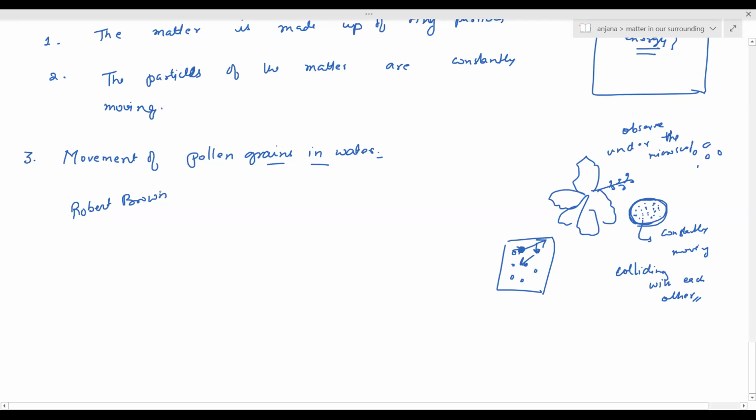Next point, write down: Robert Brown suspended extremely small pollen grains in water. Extremely small pollen grains in water.